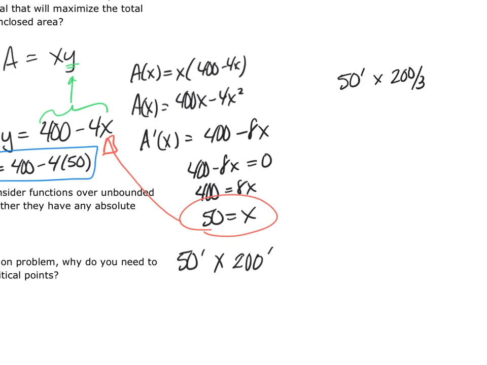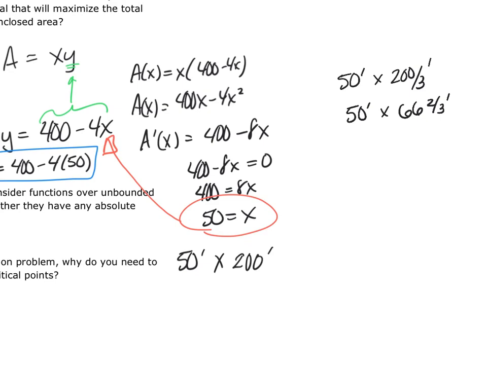200 divided by 3, whatever that is. So that I now know that the entire corral system will be 50 by 200, but each individual corral will be 50 feet by, what is it? 66 and 2/3 of a foot. So that's how big each individual corral would be.